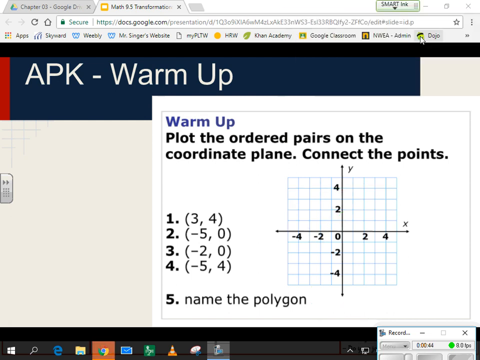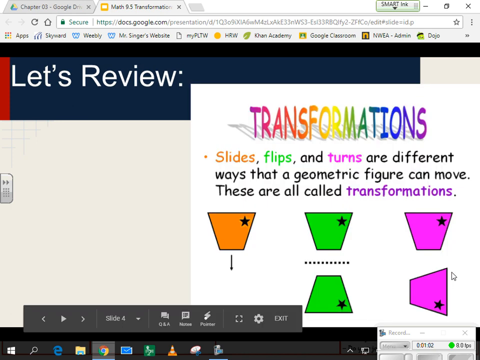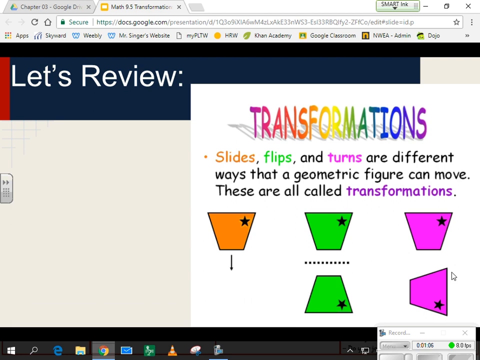All right, let's get into our work here. So let's review a little bit. Slides, flips, and turns. These are the three big things that we're looking at. The official names are something else, but let's look into what these slides, flips, and turns actually are. So first set of notes you're going to want to write down are transformations. These are the slides, flips, and turns. So there's different ways that these geometric shapes can move along the coordinate plane. We call them transformations.